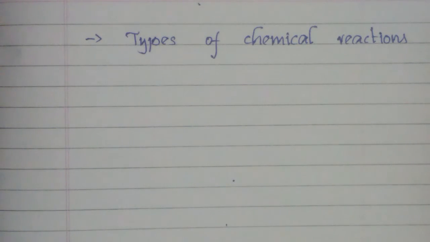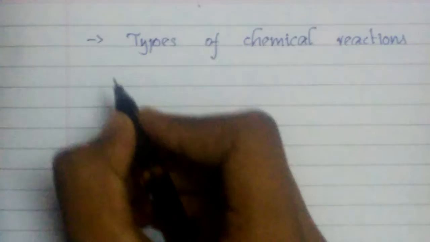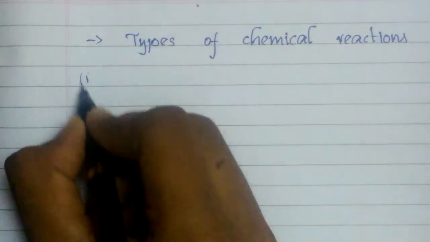We will learn types of chemical reactions, which is a part of our chapter Chemical Reactions and Equations. Today we are going to learn types of chemical reactions. First, we are going to learn about combination reaction.